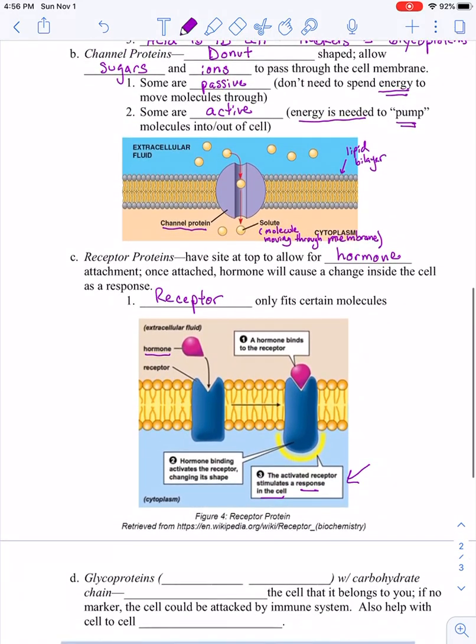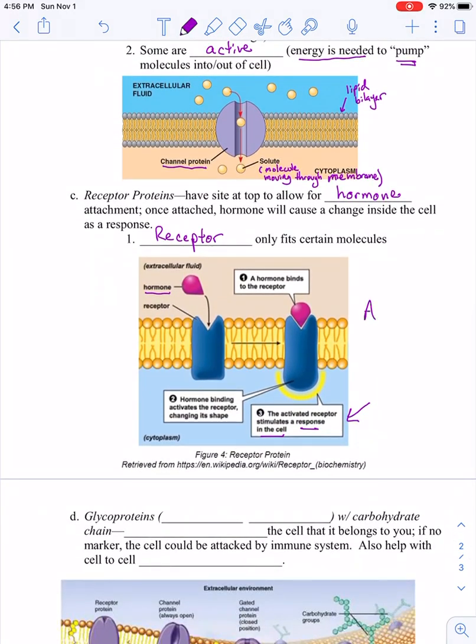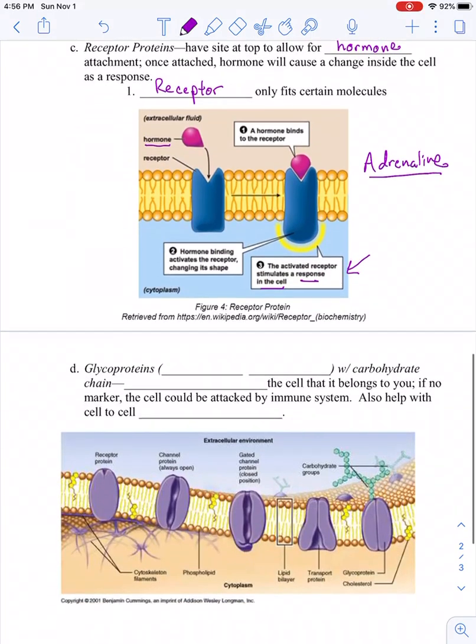Examples of hormones that maybe you've heard before are adrenaline. Adrenaline can attach to a receptor, triggering a response inside the cell. Maybe you're nervous or you're scared. Your heart starts beating more rapidly, your respiratory system kicks in, and you start breathing more heavily. It's because adrenaline is triggering certain cells in the body to respond.